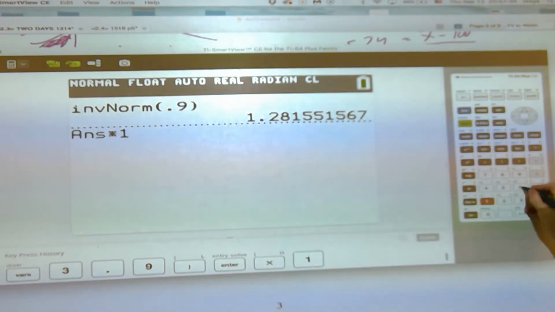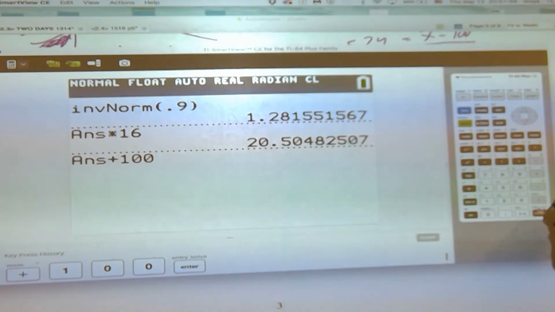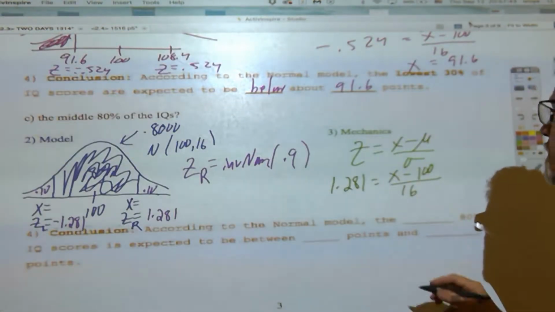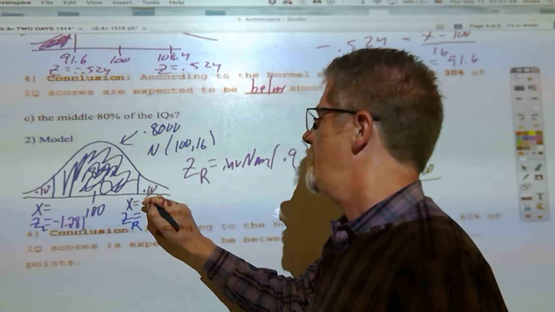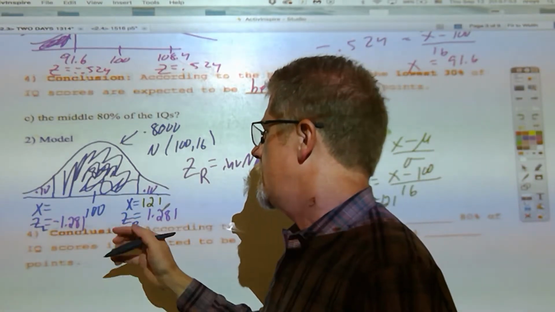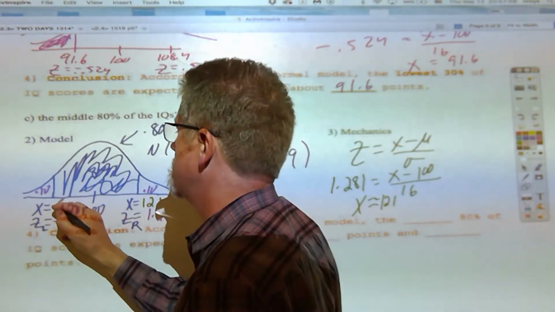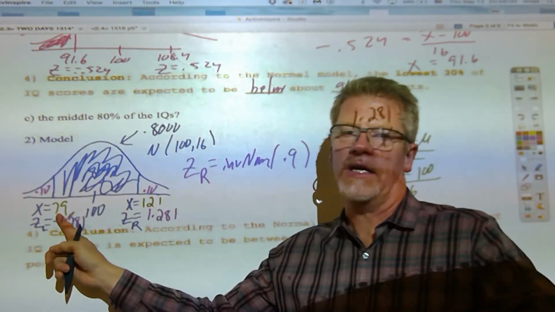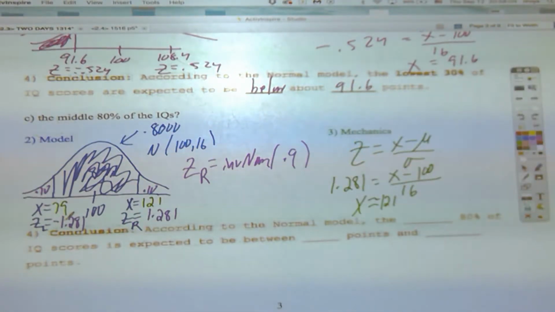Multiply by 16, add 100, found it, 120.5. So we'll call it 121. X is approximately 121, so that means if your IQ score is anywhere from, instead of adding 21 to 100, I've got to subtract 21 to get 79. So if your IQ score is anywhere from 79 to 121, then you're in the middle 80%.